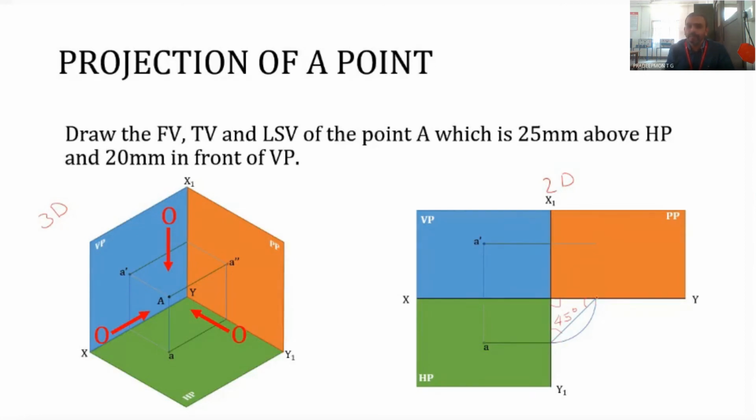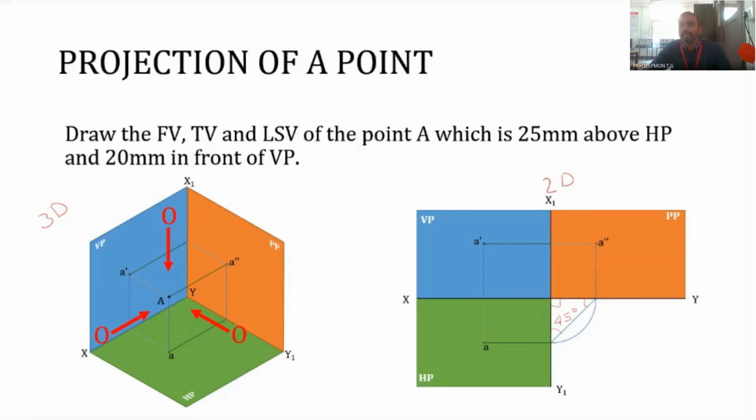And now this point is at a distance equal to this distance from the x1, y1 line. And from this point we draw a vertical line. The point of intersection of this line as well as this line will be A double dash. So this is our A double dash.